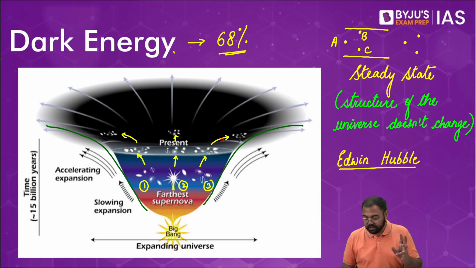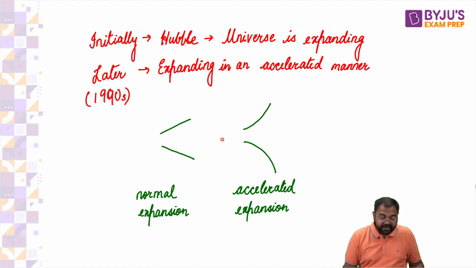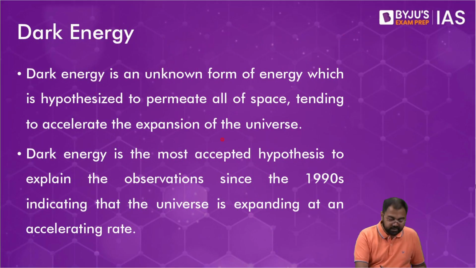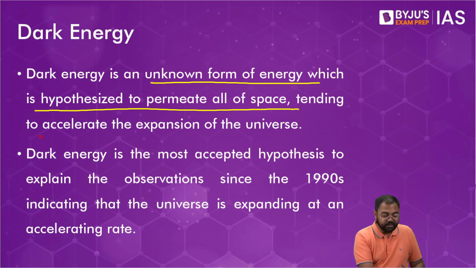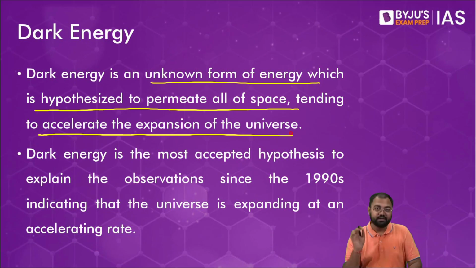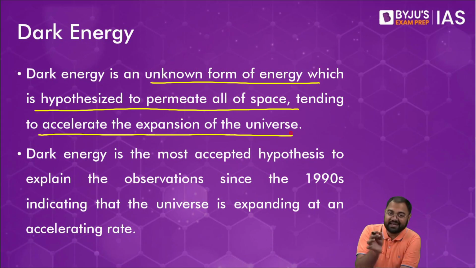So that's why basically this is what we are looking at: an energy that is leading to an accelerated expansion of the universe, an unknown form of energy. All right, an unknown form of energy which is hypothesized to permeate all of space, tending to accelerate the expansion of the universe. This is what dark energy is. So what is dark energy in simple terms? The unknown form of energy that leads to accelerated expansion of the universe is called dark energy.